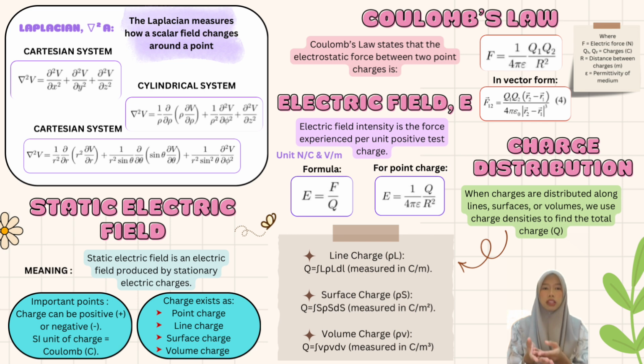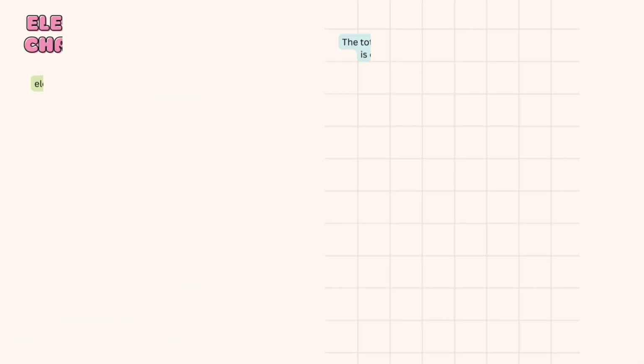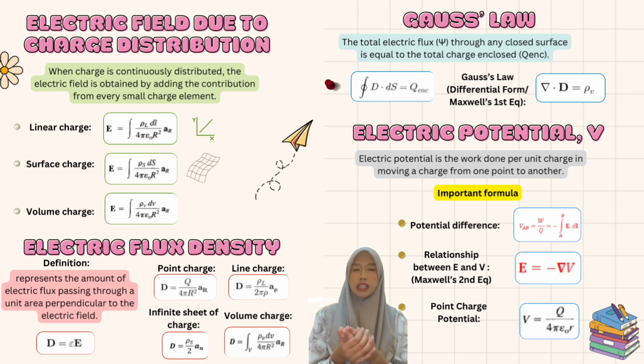For a charge distribution, we use charge density to calculate the total charge. There are three types: line charge density, surface charge density, and volume charge density. As shown on the slide, the total charge is obtained by integrating the charge density over the corresponding line, surface, or volume. Finally, let's discuss the electric field due to charge distribution.